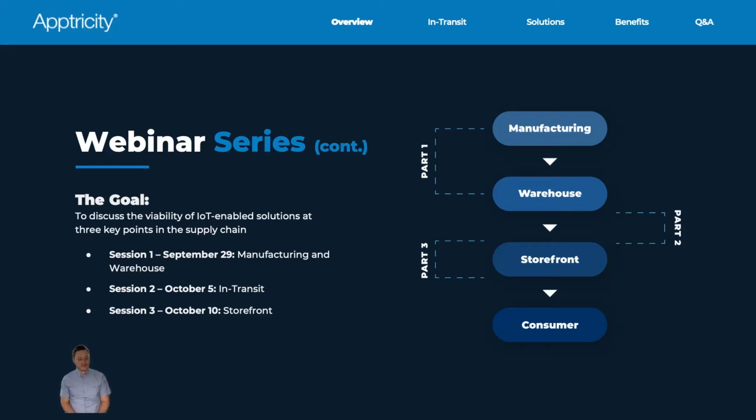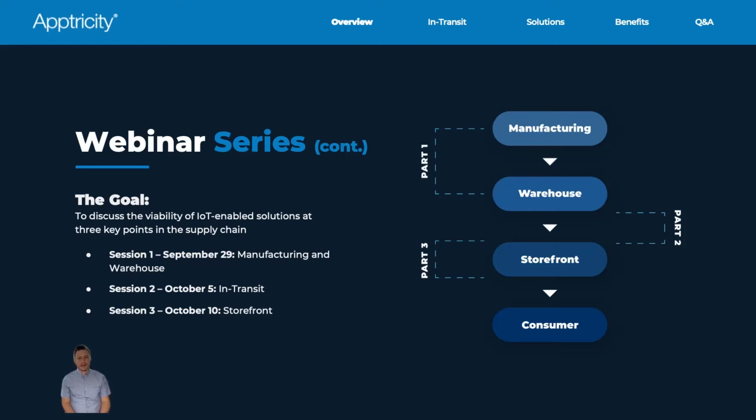And then the third session, which, as I mentioned, will go live next Monday, is at the storefront, because the work's not done once it gets to the store. Once it's there, it's almost more painful if you lose it when you get it to that final spot right before you sell it. So there's different pain points that we'll be addressing in that third session that will go live next Monday, October 10th.